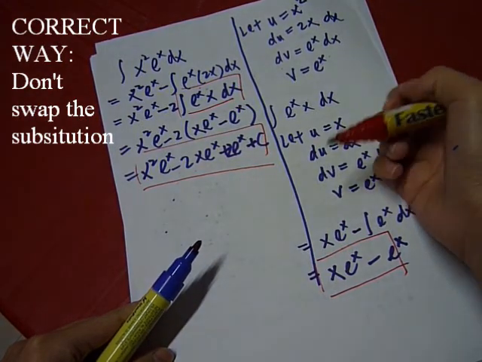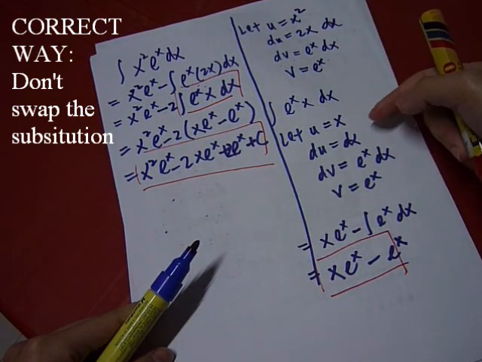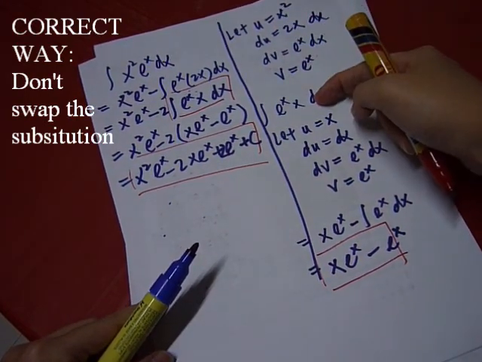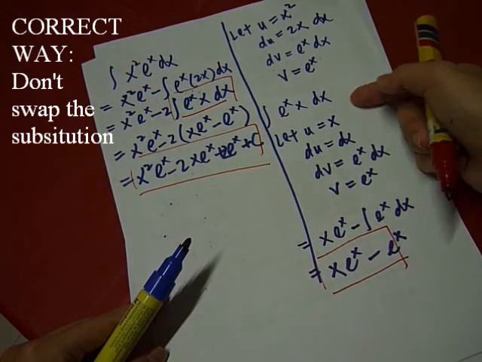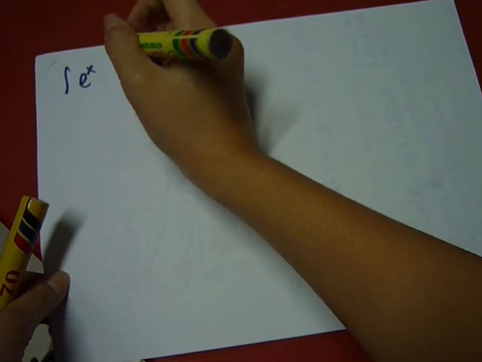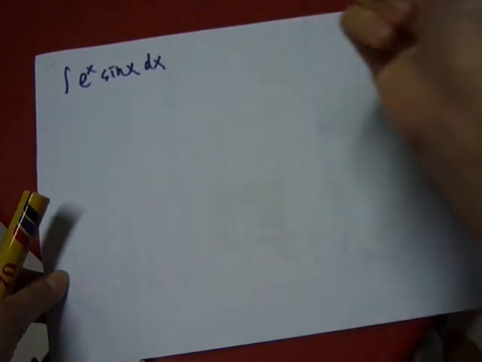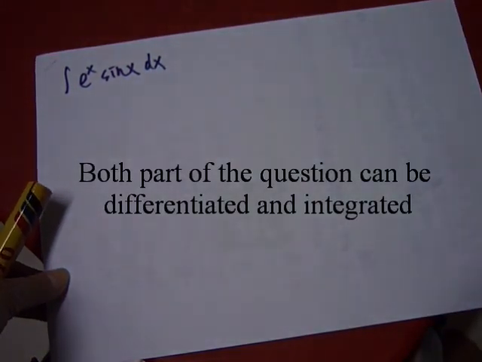We know that we can swap the substitution when we need to apply the formula 2 times or more than 2 times in a question. Next, we move to a specific example. Then the example is integration e^x sine x. For this example, both parts of this question can be differentiated and integrated.